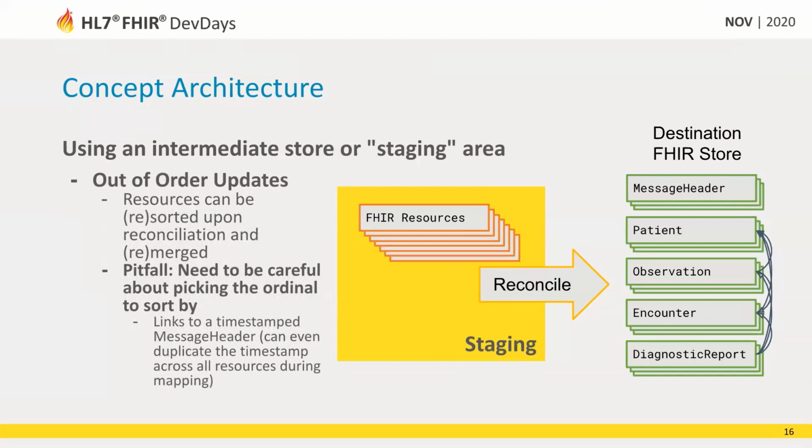Let's move on to out of order updates. This is pretty simple. When we pull those resources out of the staging area, we can just resort them based on whatever ordinal we want. The trick is we have to pick an ordinal that represents the real world relevance of that message, or rather that resource. So not the timestamp that the resource was inserted into the staging area, but maybe the timestamp when it was produced, when the original message was produced, or something like that.